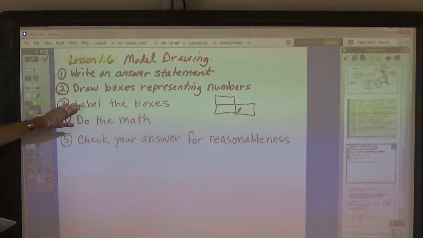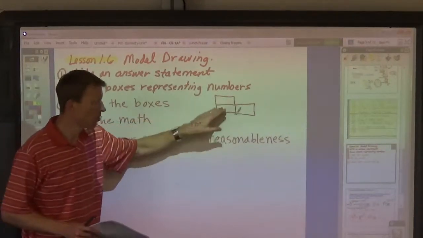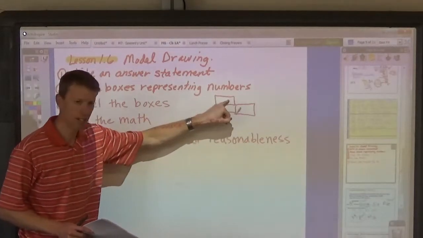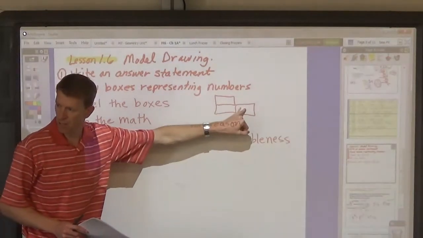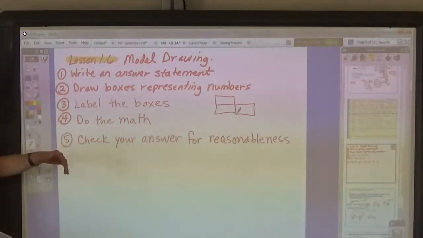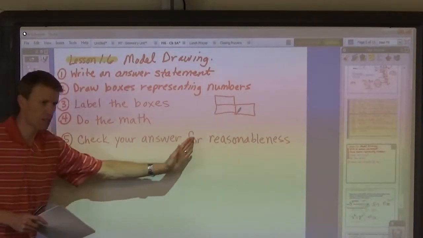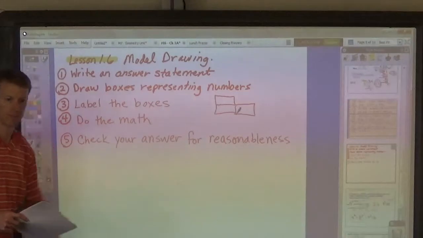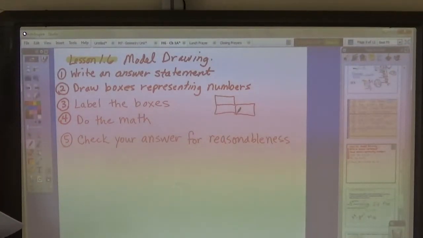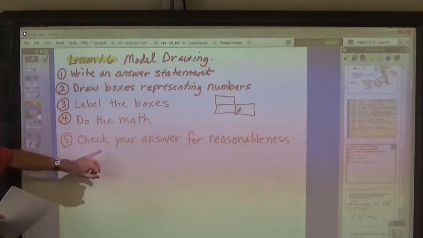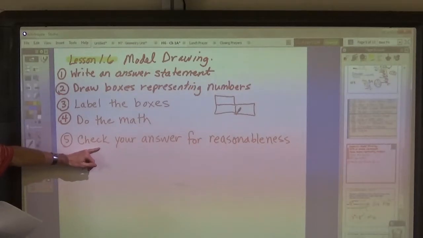Then from there, you can decide what calculations to do. Are you going to do addition because you're adding these numbers together? Or is it subtraction, where you are comparing this number to this number to find the difference? Is it multiplication, where you have a bunch of boxes that are all the same and you need to find the total? Or is it division, where you're trying to find how many boxes will fit into a bigger box? And then after you do the math, you should check your answer for reasonableness.